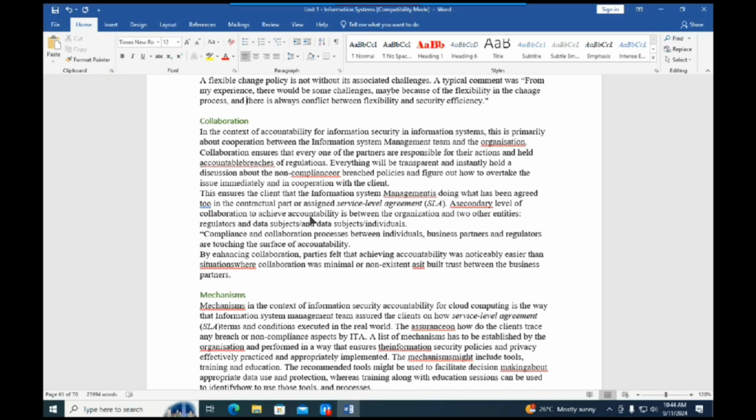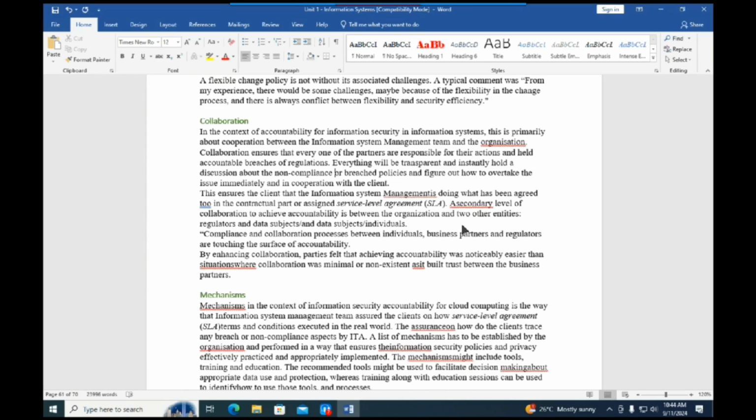Collaboration is going to ensure that every one of the partners is responsible for their actions, and also that they are held accountable when breaches of regulations occur. When rules are broken, when policies are broken, who are we going to hold accountable? We're going to hold the people accountable based on the actions that they performed. So when we have collaboration, it means we're going to have everything transparent. We can hold instant discussions about any non-compliance that exists, or any policies that are breached, or figure out how to overcome issues that exist. And that can happen immediately as long as we are in cooperation with the client.